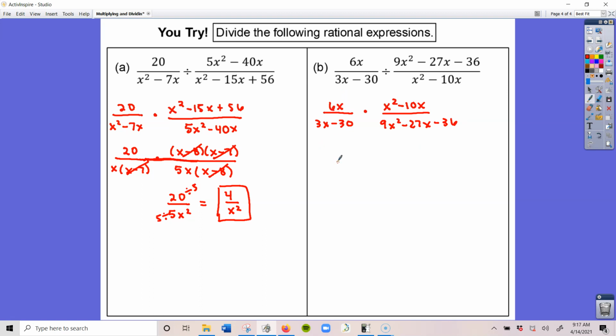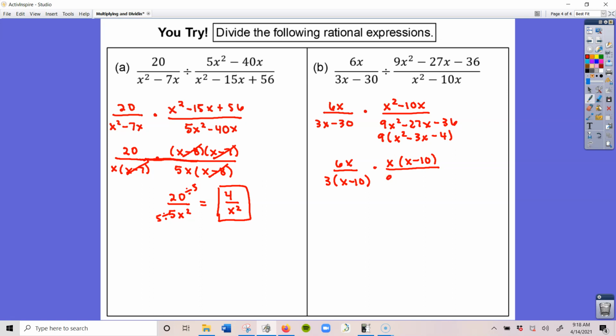The numerator cannot be factored for that first rational expression, so we leave it as 6x. But the denominator here, I can divide both of these numbers by 3. So I'm going to factor out a 3, and I would get x minus 10 times x squared minus 10x. Both of these here, I can take out an x, and that would give me x minus 10 over. Now all of these numbers here can be divided by 9. So I'm going to take out a 9 first, which gives me x squared minus 3x minus 4.